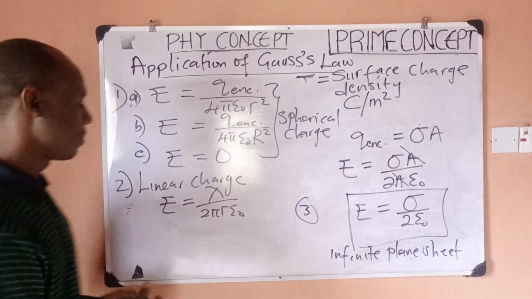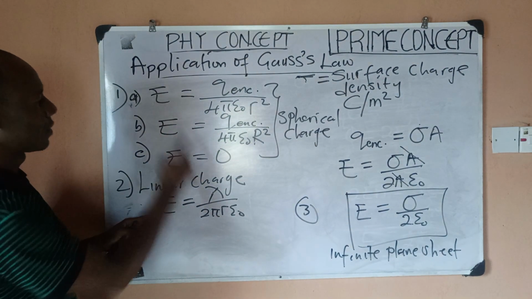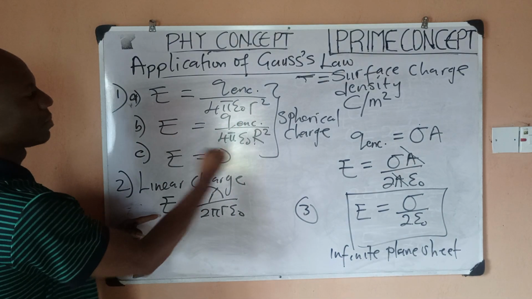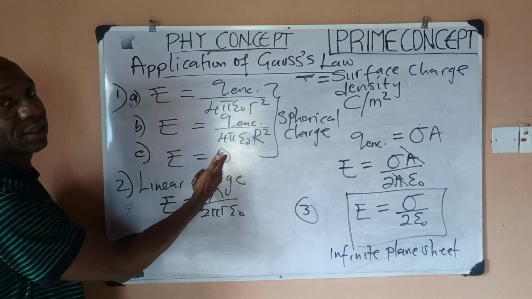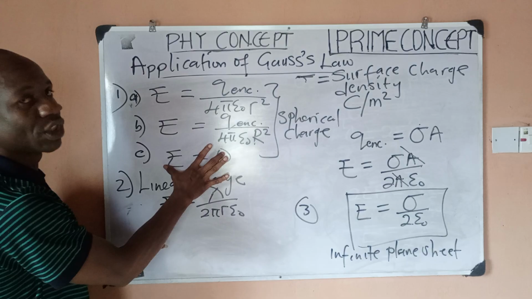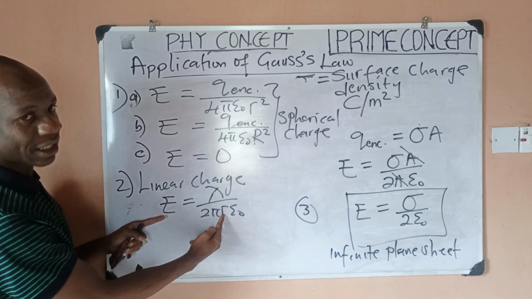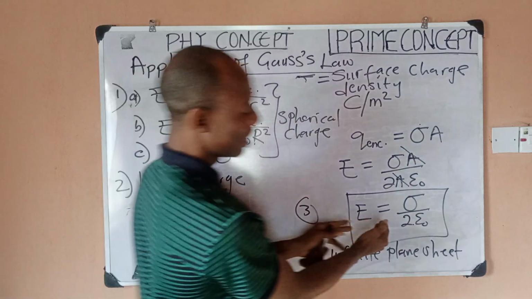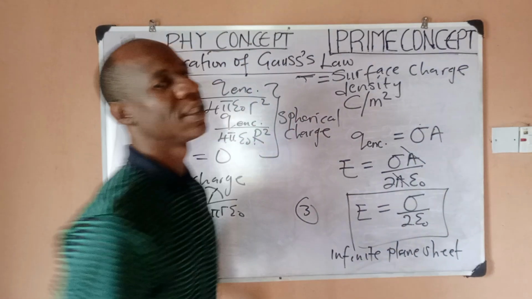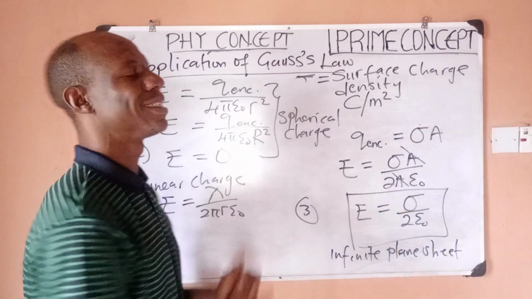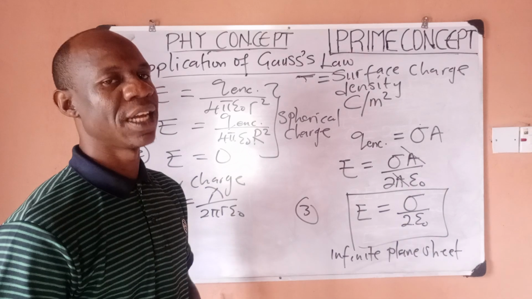You take note of them. This depends on distance. This depends on distance. This depends on distance. This is 0 at a point inside because there is no charge enclosed. This depends on distance, an inverse relationship. But this does not depend on distance. I believe that these concepts are very clear to you.